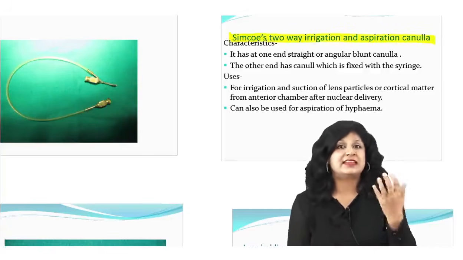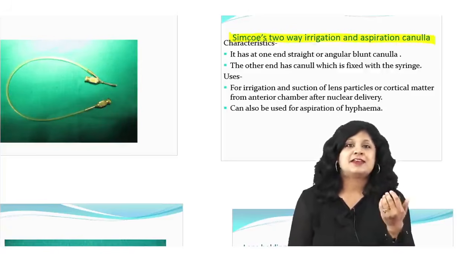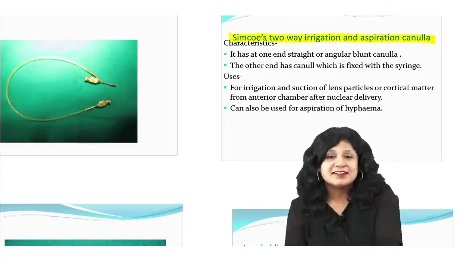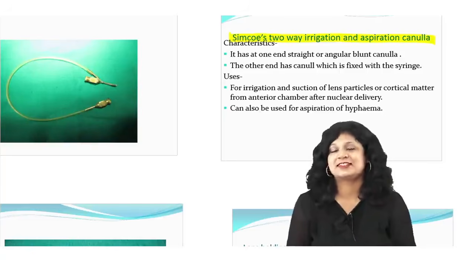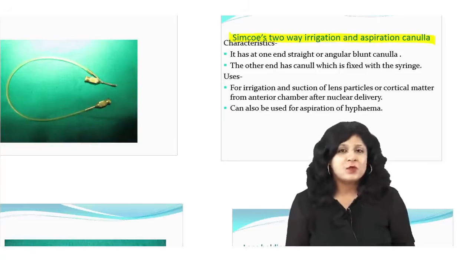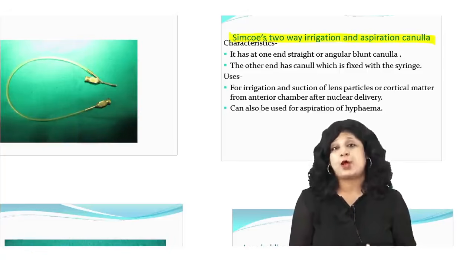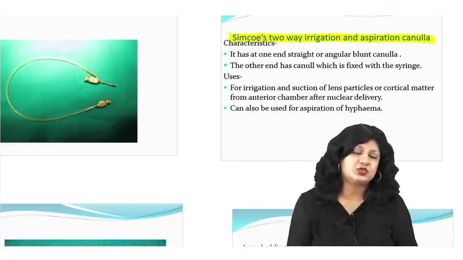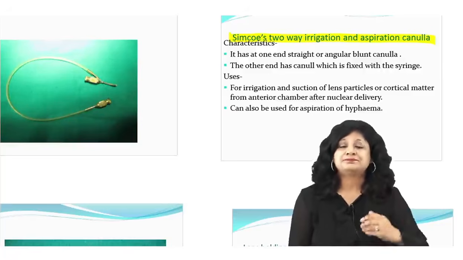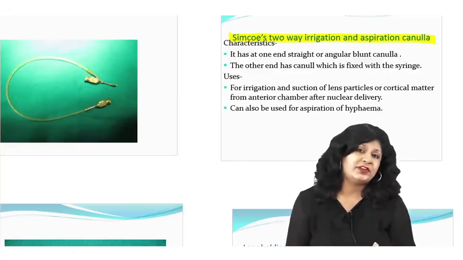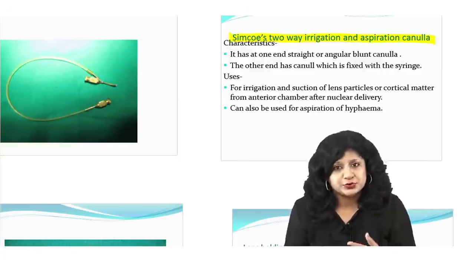I think this is the easiest instrument, and whenever the students are given a choice to hold one instrument and tell its uses, identify, this is the one they prefer, because identification is not at all a problem with this. So this is your irrigation and aspiration cannula. After the nucleus delivery, you use it for the aspiration of the remnant cortical matter.